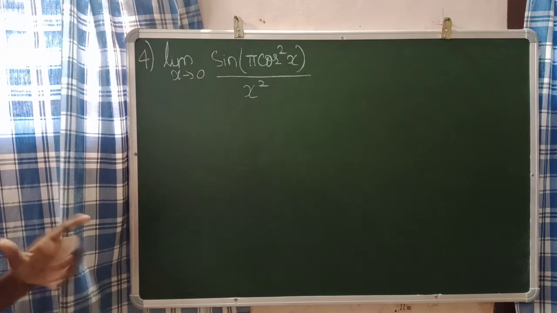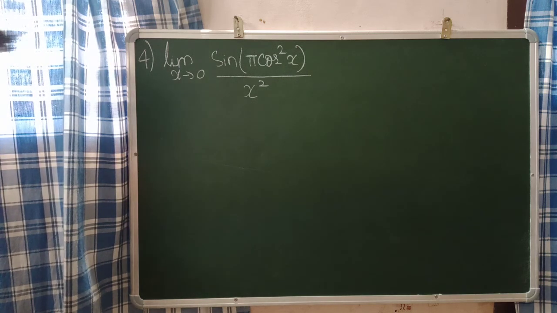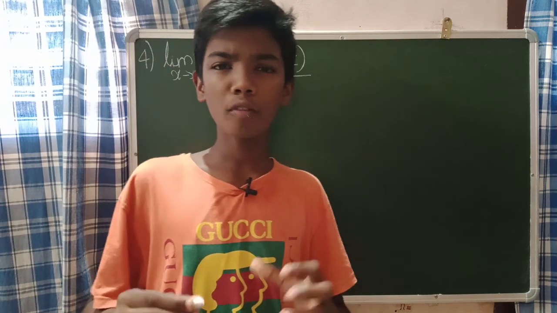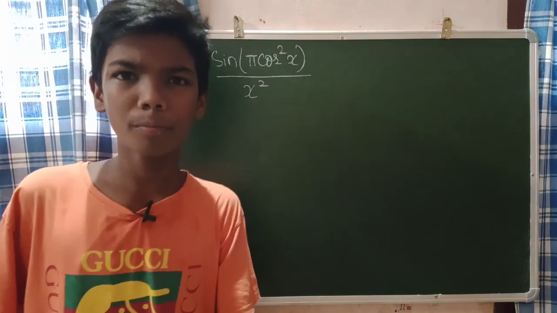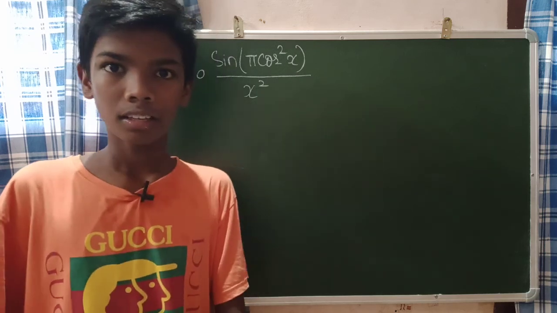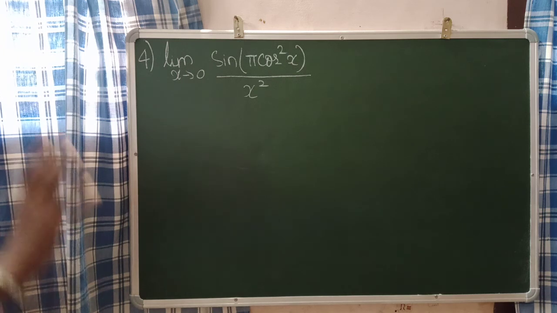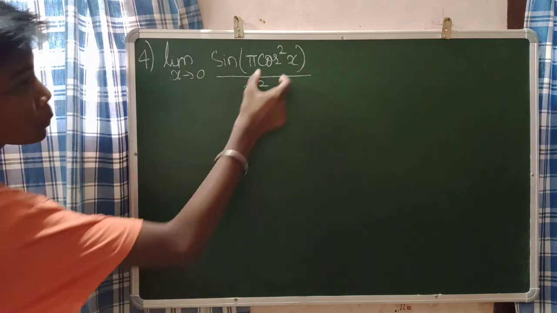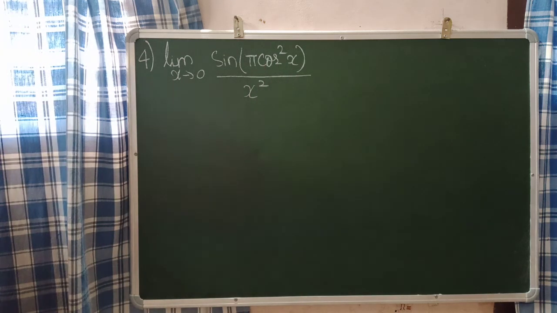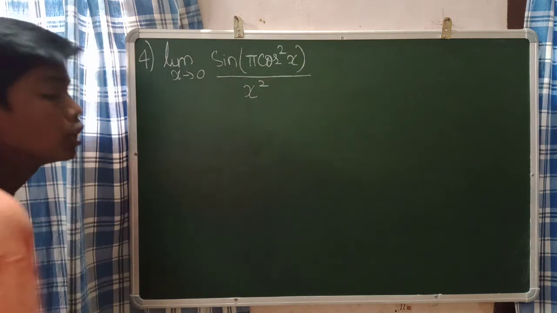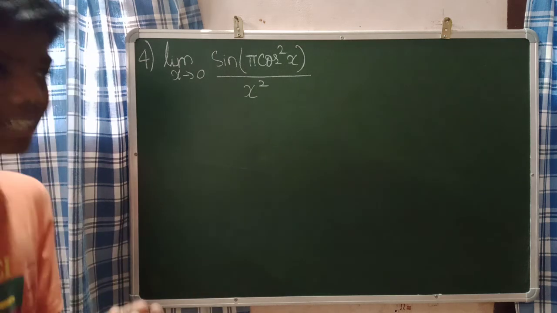Our next question is limit of x tends to 0 of sine of pi cos square x divided by x square. So guys, you need to know some of the trigonometric formulas already, because you need to apply some of the trigonometric formulas as well as some of the standard limits. That is very important to solve this question. Okay, so first I'm going to write this particular term cos square x as 1 minus sine square x. I can write like that because that's the Pythagorean identity.